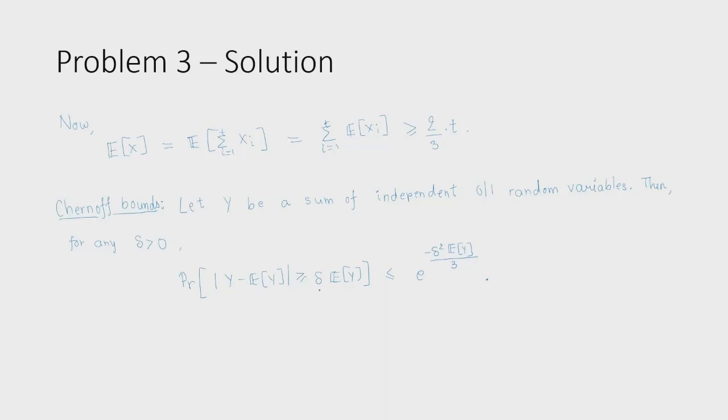So for example, when you toss a coin a million times, y would be the total number of heads. Expected value of y would be 500,000, and delta can be anything you want. So let's say you want to find out the probability that the number of heads is between 500,000 plus or minus say 50,000. In that case, delta would be 0.1. Is this fine?